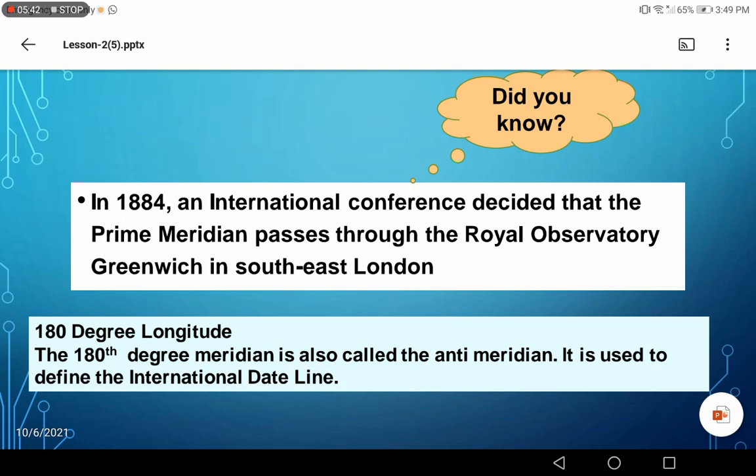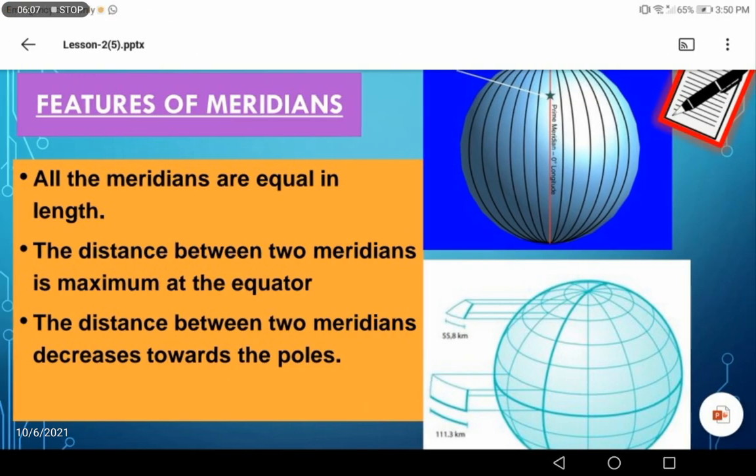180 degree longitude. The 180th degree meridian is also called the anti-meridian. It is used to define the international date line. And some people might also be confused about whether it is longitude or latitude. It's longitude, not latitude.